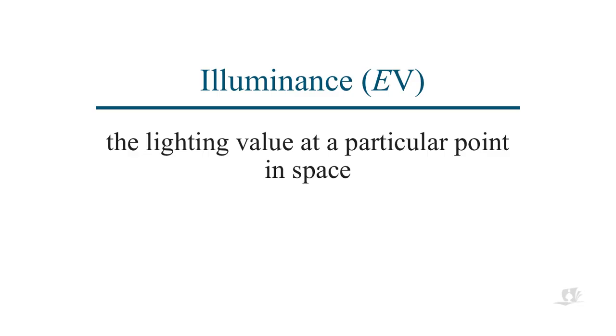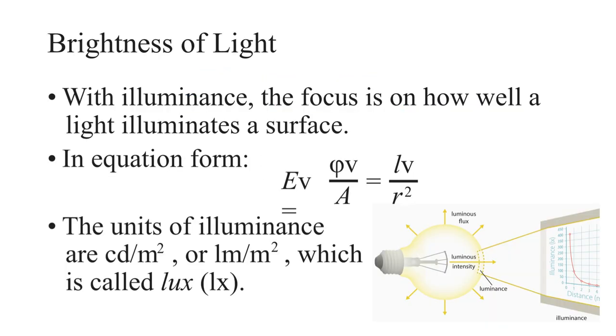All right, so you can think of it like a spotlight on a stage. The illuminance is the lighting value of a specific point. If I have an actor on a stage, I am going to illuminate that actor. That's where we are getting that term from. So all terms you've probably heard before. So let's talk about the brightness of a light.